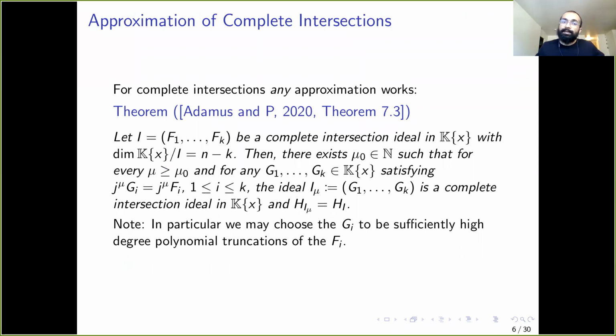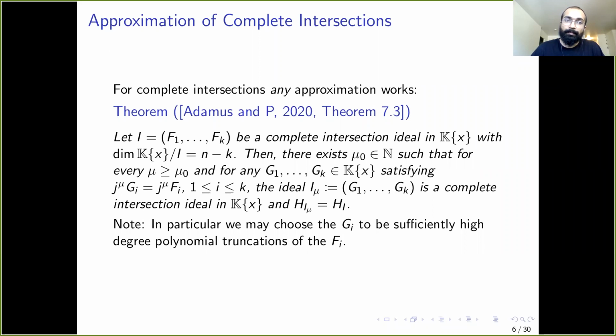I'm going to first talk about the result for the case when we're considering complete intersections. It turns out that in this case, we have quite a strong approximation result, in the sense that any μ-degree approximation for a sufficiently high degree μ satisfies the conditions that we have. That is, it satisfies those constraints that we've placed on the approximation.